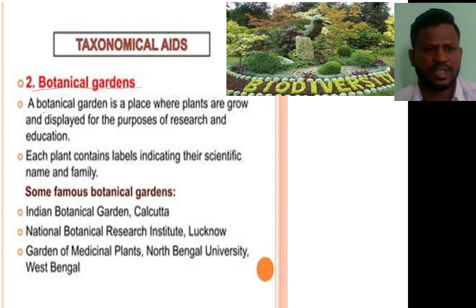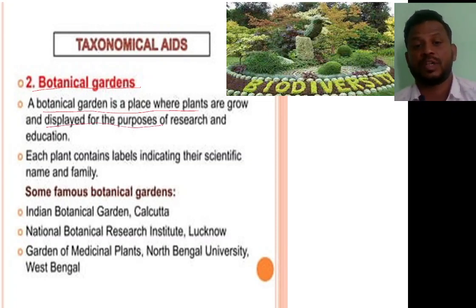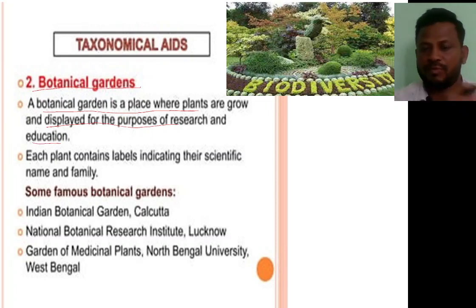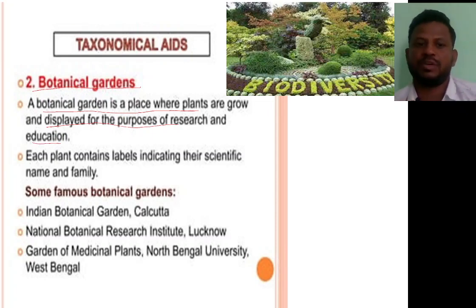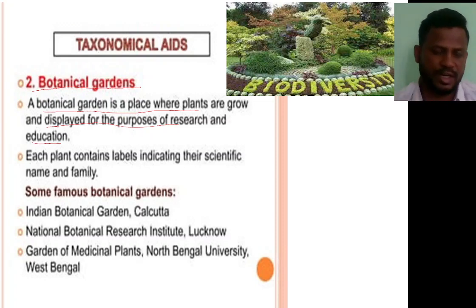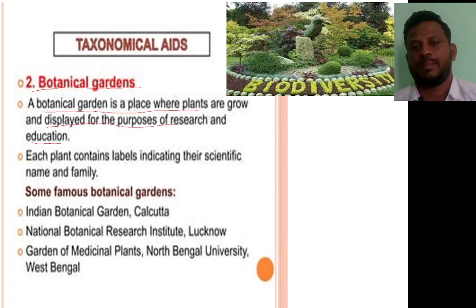A botanical garden is a place where plants are grown and displayed for the purpose of research and education. We grow the plants in a particular area and take them for studies. That is known as a botanical garden, a garden which contains different categories and different types of plants.